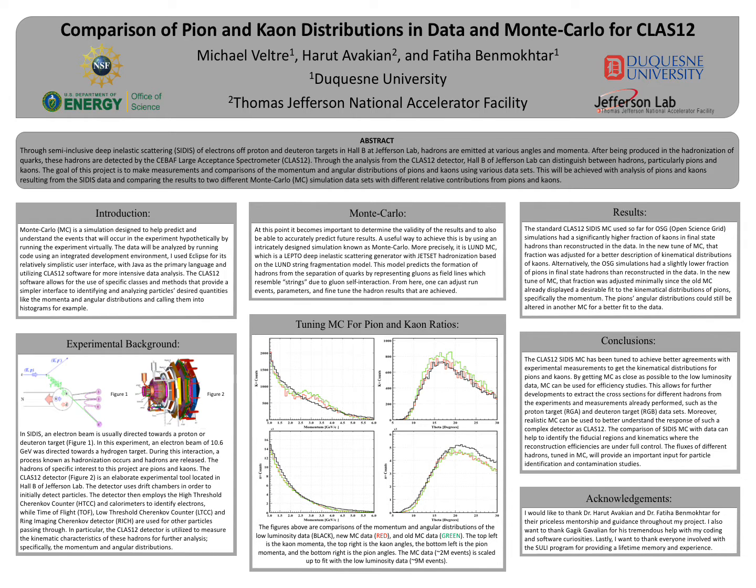The CLAS12 software allows for the use of specific classes and methods that provide a simpler interface to identifying and analyzing particles' desired quantities, like the momentum and angular distributions, and calling them into histograms, for example. I will show the momentum and angular distributions of pions and kaons, and the comparisons between the SIDIS data and the Monte Carlo datasets with different relative contributions for pions and kaons.